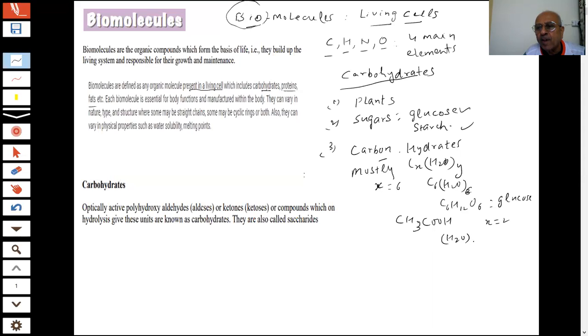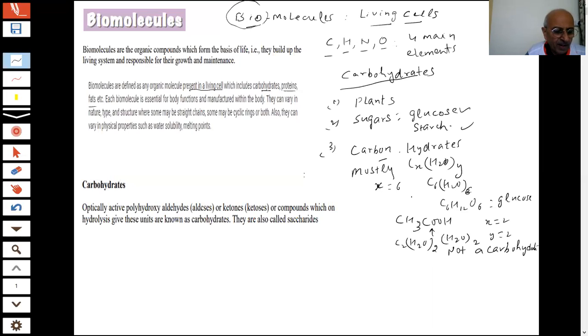If I put the value of y as 2, with x equal to 2, this also fits the formula. But acetic acid is not a carbohydrate. It fits into the formula C2H4O2, but it is not a carbohydrate. So what they were saying earlier, that carbohydrates could have this general formula, is not correct.